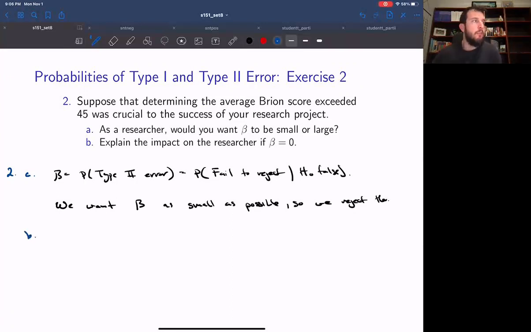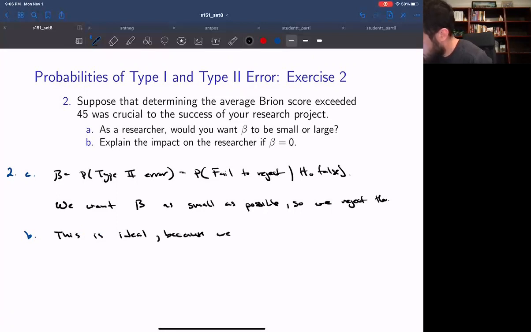Part B, explain the impact on the researcher if beta is equal to 0. Well, for our purposes, this is ideal because we will always reject. But the problem is you're always rejecting, so the probability that you make a type 1 error is now going to be higher since you have beta set to 0.